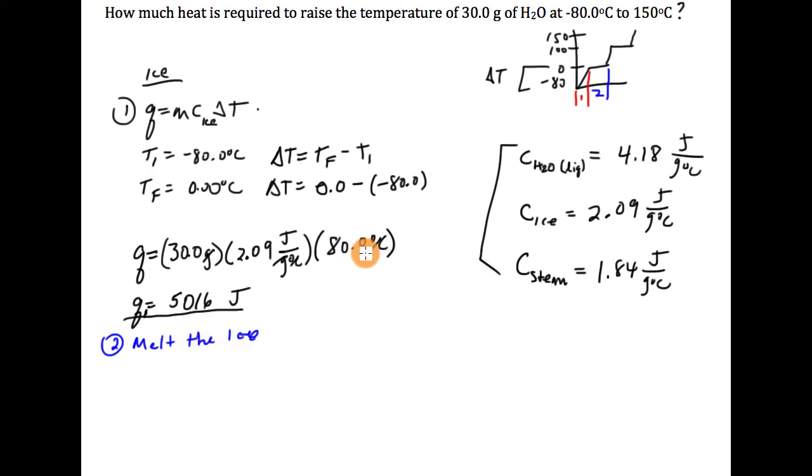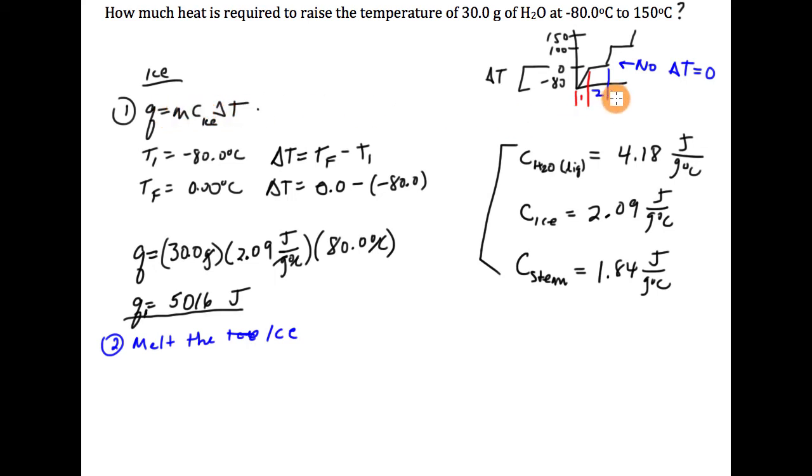Now, that's supposed to say ice. I-C-E. Okay, the problem with the melting of the ice is that there is no change in temperature. If the change in temperature is equal to 0, because there's no change in temperature, this calculation would be 0. Q would be equal to 0.